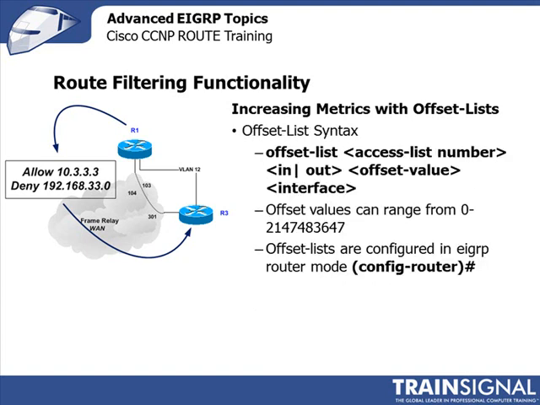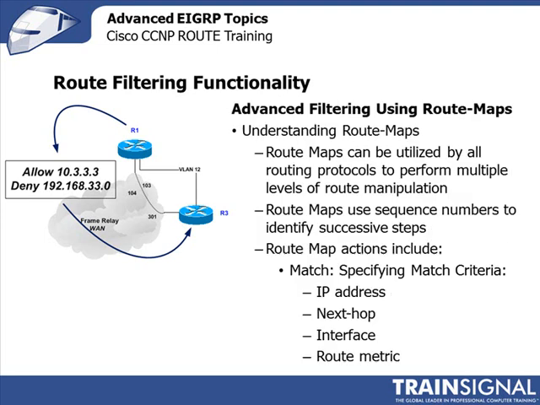The offset list is actually very simple syntax. It's offset list, the access list number or name, in or out, whatever the offset value is, and it can be from 0 to 2,147,483,647, a very large number. And offset lists are configured in EIGRP router mode, so offset list with the syntax we talked about.